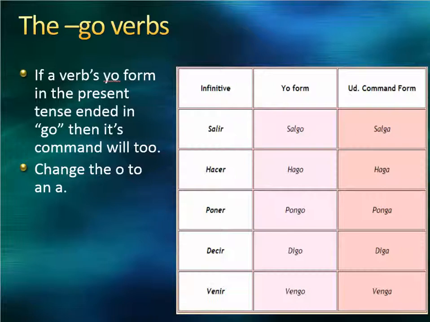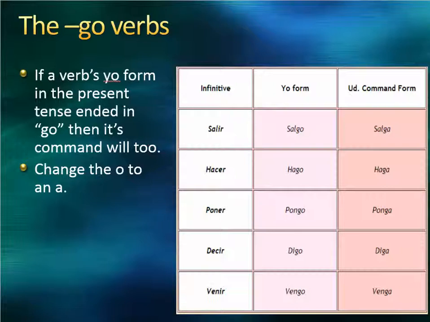We should first talk about the go verbs. The go verbs are any verb whose yo form in the present tense typically ends in go. You have a selection of them on the side here, some of the most commonly used ones. Salir, hacer, poner, decir, y venir. So basically what you need to know is that if you typically have a verb, like salir, that the yo form in the present tense has a G on it, then its command will also.